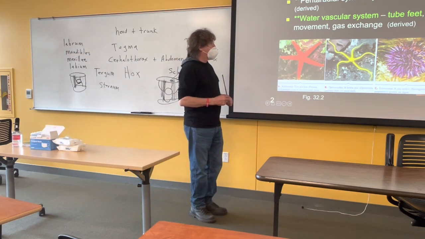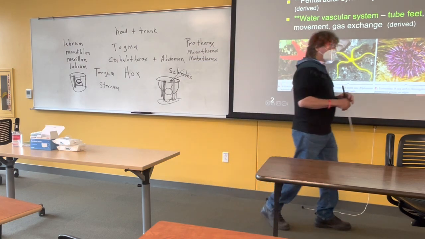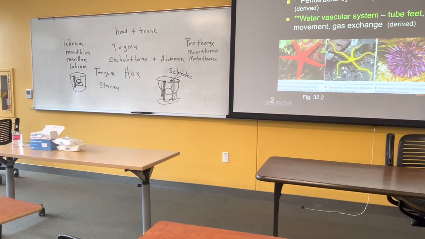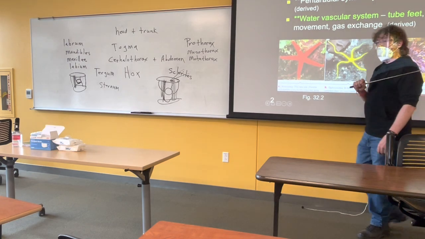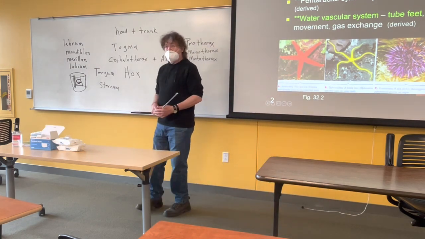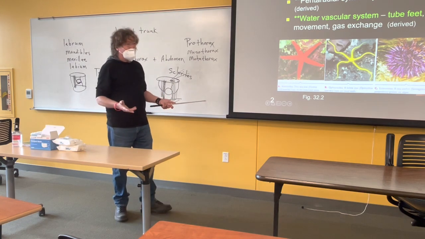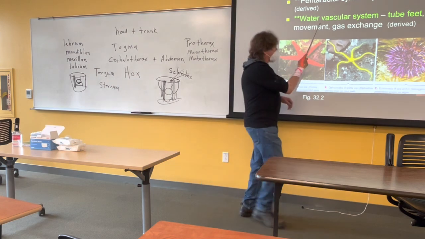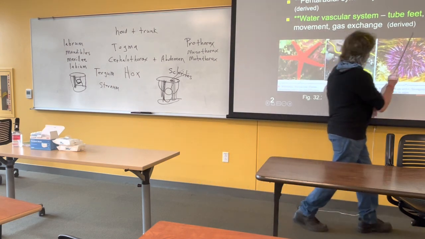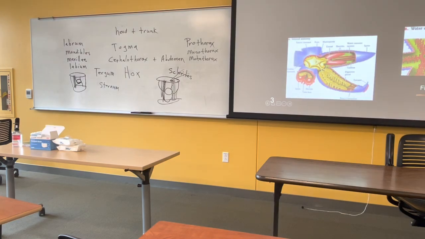Furthermore, for movement and also for gas exchange, used in feeding, they have a complex system called a water vascular system. Now, these things don't move real fast. However, a lot of these starfish are predatory. What they prey on is clams, bivalves. Bivalves don't move too fast, so starfish don't have to be super fast either. But with their water vascular system, they have something called tube feet. They're not really feet, but here you can see it.